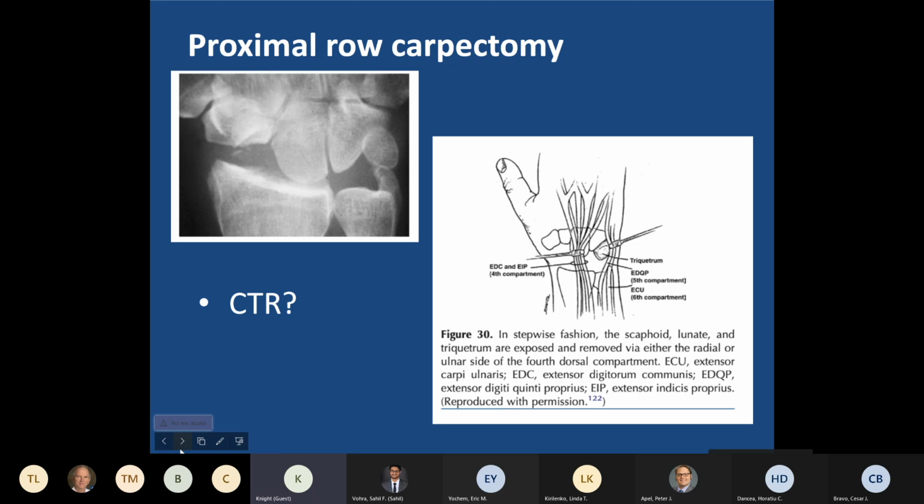There's a newer way, I think it's newer, opening up distal to the retinaculum. So I'm actually not opening the retinaculum anymore to do the PRC, and it's certainly a much smaller scar, and you can still get to everything, but you just have to be careful with the EPL and the EDQ to make sure you don't damage those.